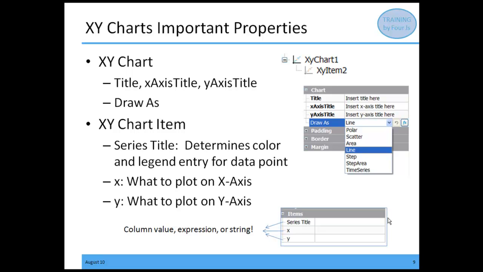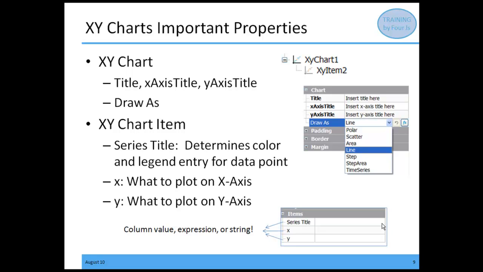The X is going to be what to plot on the x-axis. The Y is going to be what to plot on the y-axis. Those could be a column value. They could be an expression. The other property is the series title. And a series title allows you to give an identifier to what this data point means. When you give Genero Report Writer a series title, it's going to assign it a color, and it's going to use that series title as the label in the legend for that data point.